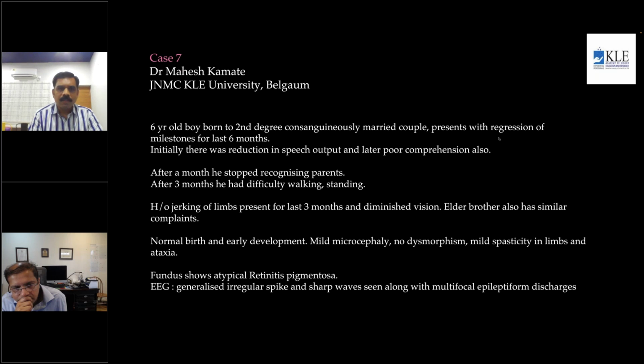Yeah. This is the first case, a 6-year-old boy born to a second-degree consanguineous married couple, presented with regression of milestones for the last 6 months. Initially there was reduction in speech output and then poor comprehension also. After a month, he stopped recognizing parents. After 3 months of onset, he had difficulty in walking and standing. Parents reported jerking of limbs for the last 3 months, and the vision has worsened in the last 3 months. The elder brother of the child also had similar complaints, and he is almost bedbound now. He had onset at 5 years of age, and now he is 9 years old.